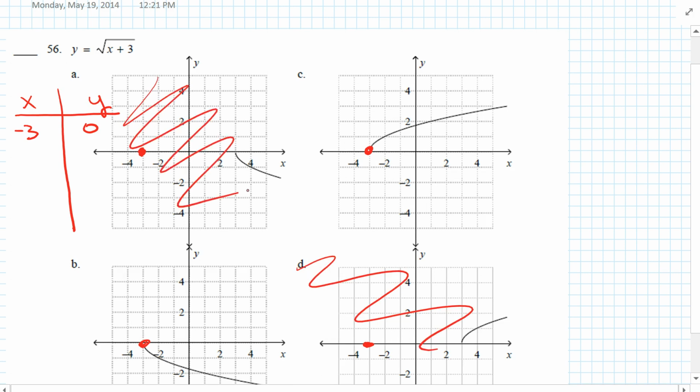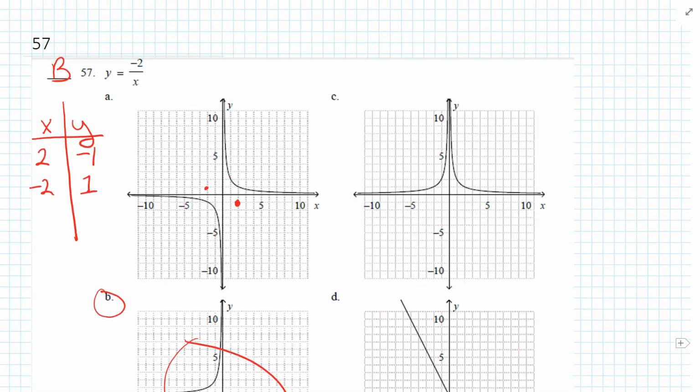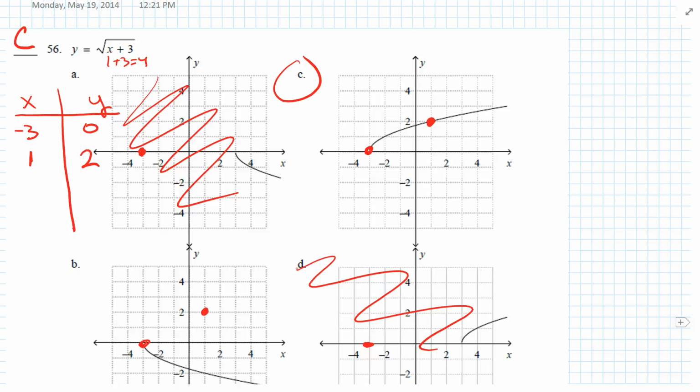Okay, let's plot an easy one for us. When x equals 1, 1 plus 3 is 4. What's the square root of 4? 2. Well, we can plot 1, 2, right? Looks like I got a possible winner. He's out. Answer C. And if you don't remember anything about how we translate graphs or radical signs, that's fine. Just plug and chug. All right, that concludes this section.